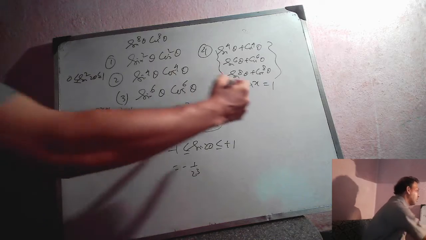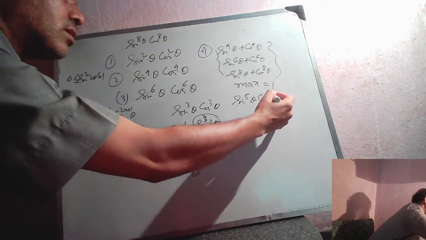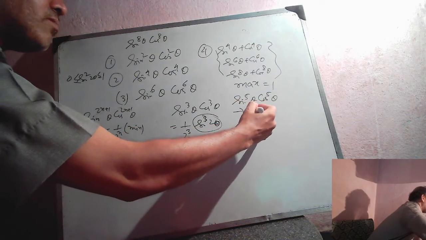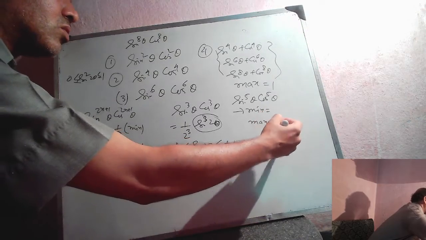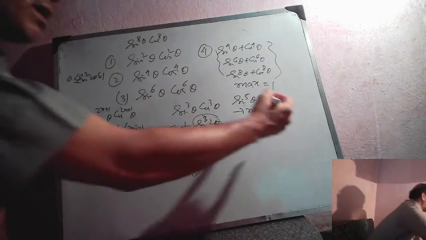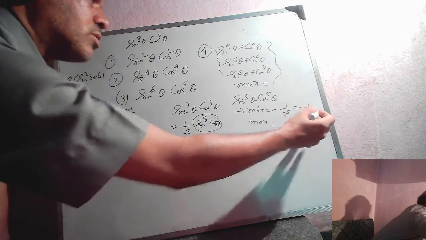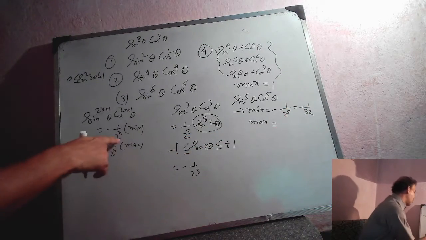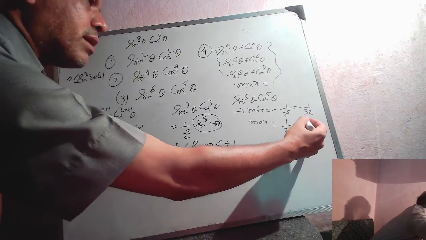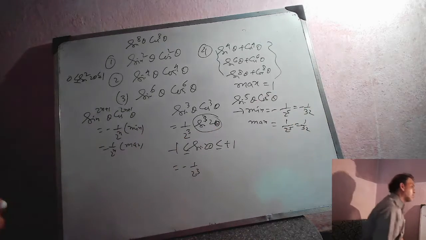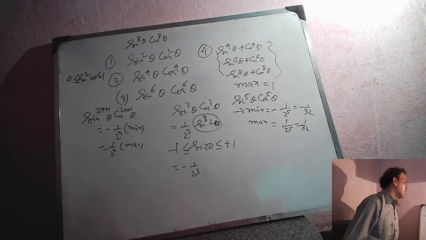That is why its minimum value is minus (1/2)^n. So what will be the minimum and maximum value of sin^5 θ cos^5 θ? What will be the minimum value? Minus (1/2)^5, minus 1/32. What will be the maximum value? (1/2)^n, so 1/32 will be the maximum value and minus 1/32 will be the minimum value.